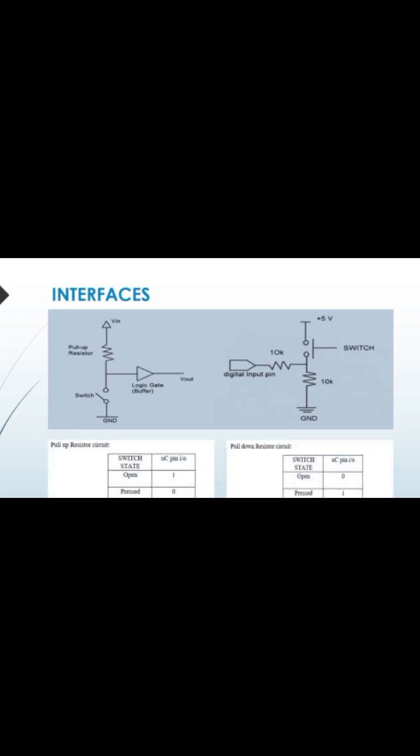Then interfaces, there are two interfaces. We are going to see the pull up resistor circuit and the pull down resistor circuit. The left side is called the pull up resistor circuit, and the right is called the pull down resistor circuit. While passing a signal to the interfaces, the output will be as follows. In the pull up resistor circuit, when the switch is open, it gives 1; if pressed, it gives 0. In the pull down resistor circuit, when the switch is open, it gives 0; if pressed, it gives 1. Okay, this is the concept. So look at the interfaces.